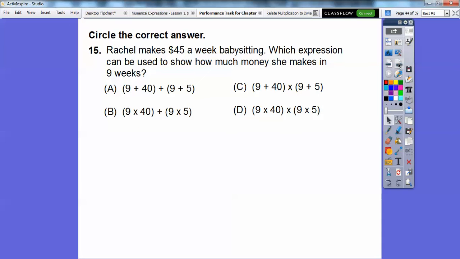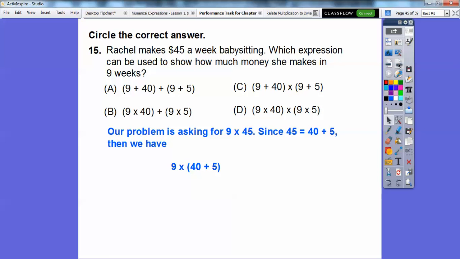All right, Rachel makes $45 a week babysitting. Which expression can be used to show how much money she makes in 9 weeks? Okay, well, our problem is asking for whatever 9 times 45 is, because she has 9 weeks and $45 a week. And since 45 equals 40 plus 5, then we have 9 times, instead of 45, it's 9 times 40 plus 5. So if we use the distributive property, 9 times 40 and 9 times 5 gets us that one right there. Is that one of the choices up there? You bet, it's choice B.